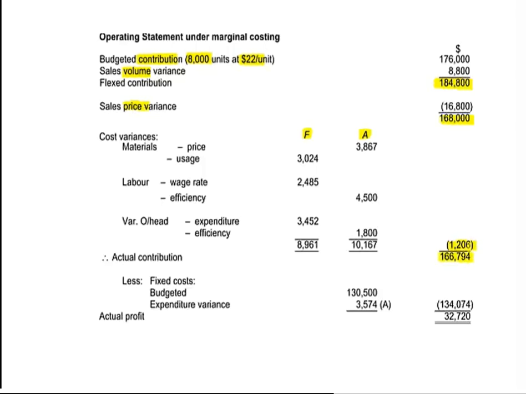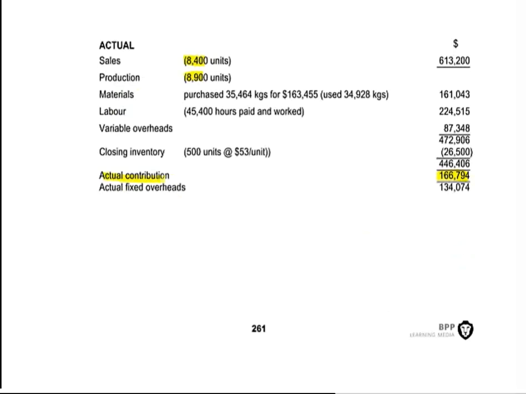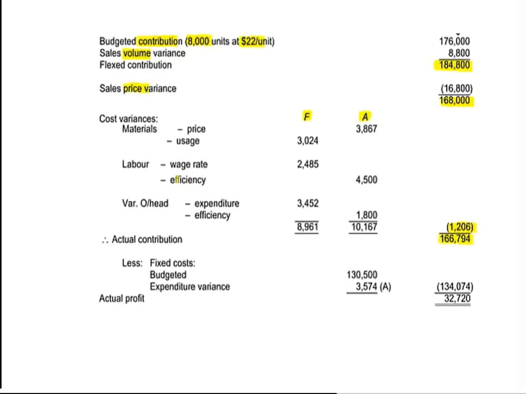And you can see that that actual contribution ties back to the actual contribution on the bottom of the previous page. So our actual contribution here is the same, 166,794. Once we've dealt with our variable cost variances, we then deal with fixed overheads. Under marginal costing, you take the budgeted fixed overheads off and then make an adjustment for the expenditure variance. So what you've got here then is what was actually spent on fixed overheads in the period, actual fixed overheads, and take that away from the contribution, and that will give you actual profit for the period.